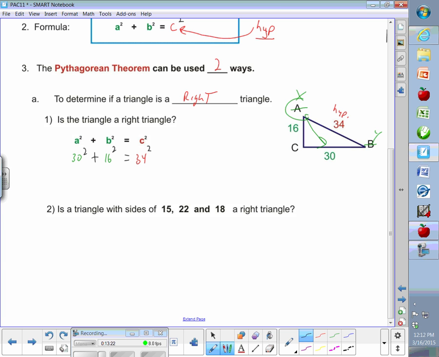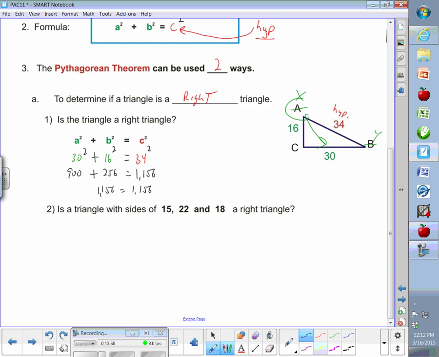So 30 squared, hopefully your calculator said 900. 16 squared, what is that, 256? And anybody have 34 squared for me? What do you got, Kyle? I agree, 1,156. So let's add up the 900 and 256, and hey, what do you know? We got 1,156 equaling 1,156. Did the Pythagorean theorem work?